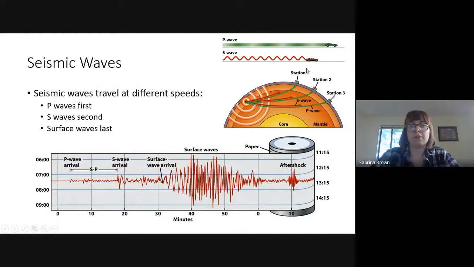And then depending on where your seismogram is, whether you're at station 1, 2, or 3, these timings are going to be different, right? The closer you are to the epicenter or focus of the earthquake, the shorter amount of time you're going to have between the actual rupture at the focus and the arrival of your P and S waves. The farther away you are, the longer it will take the waves to get there, and the longer interval between them you will have.